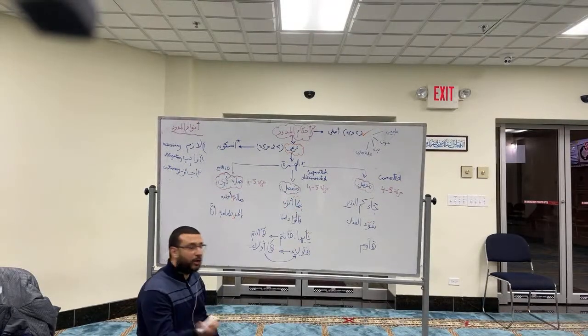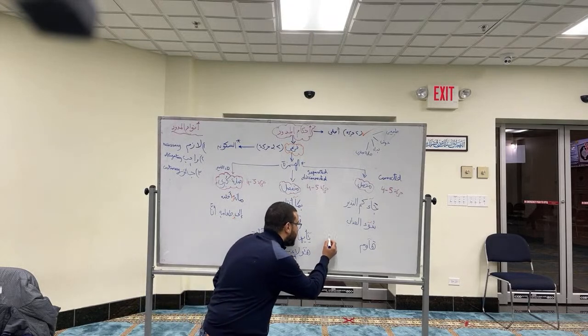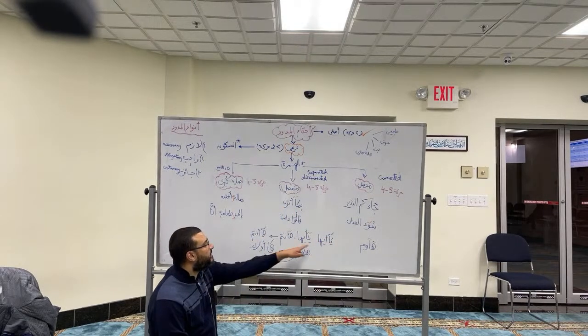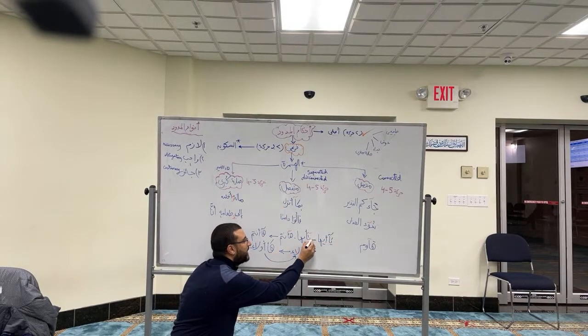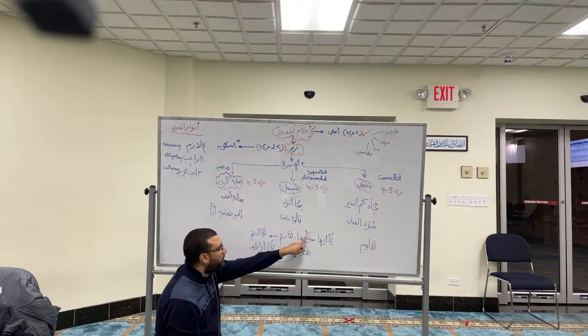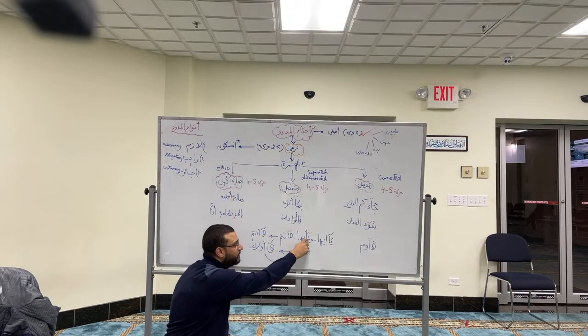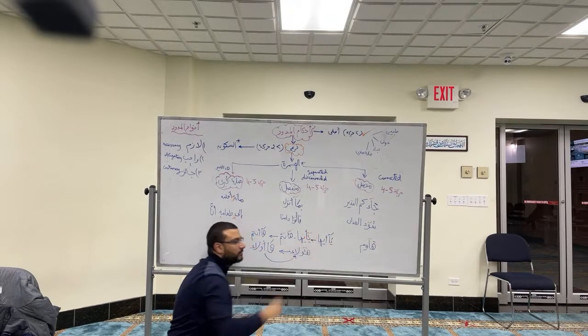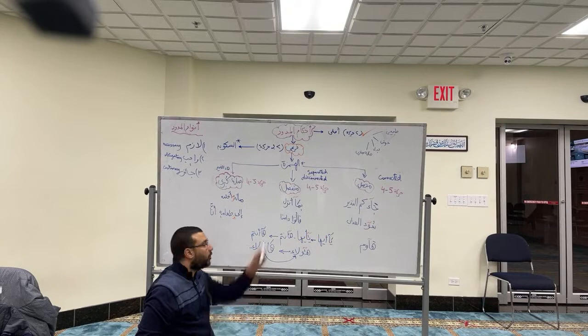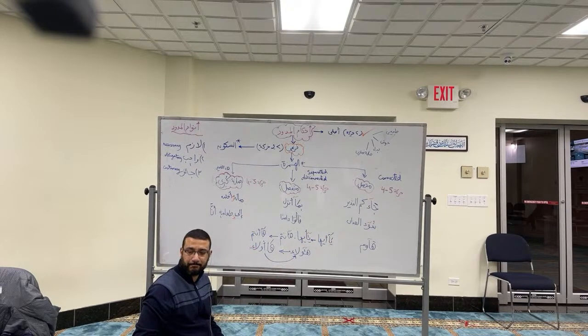Same for ya ayyuha. Again, this is actually ya, a harf nida, when you're calling somebody, ya ayyuha. And then they merged it into one word, so it became ya ayyuha. So this mad that you see on top of an alif that's buried between the ya and the alif, is this one. So all of these are examples of mad munfasil.